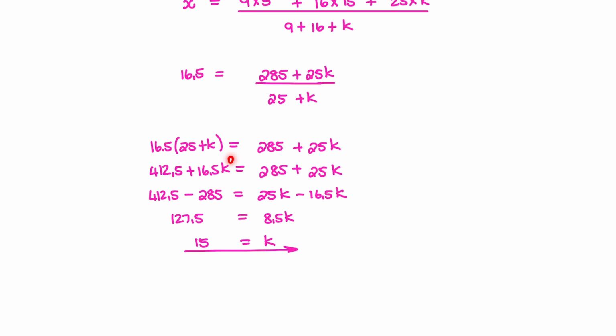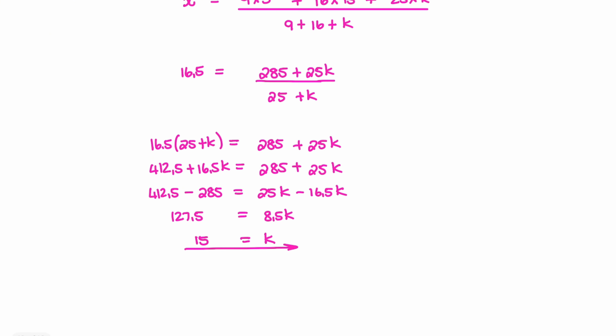So if you want to, you can move all the k values to the right and all the numbers to the left. So it becomes a simple linear equation. So that is 25k minus 16.5k, which is 8.5k, and it's 412.5 minus 285, which is 127.5. Now, in order to solve for k, I divide both sides by 8.5. So therefore, k is equal to 15.